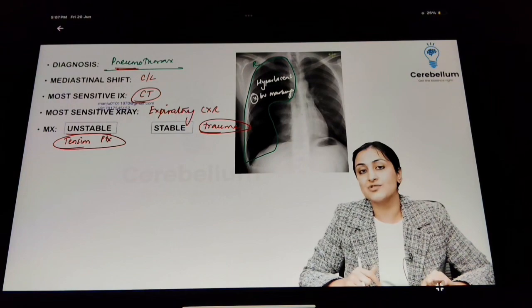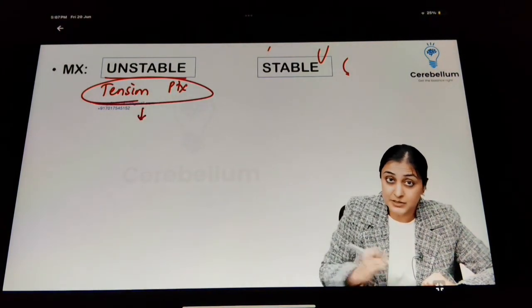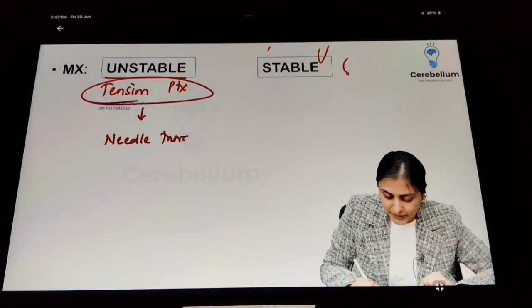So this tension pneumothorax, remember, is a clinical diagnosis. It's not a radiological diagnosis. That's the first learning point. What do you do next? So when your patient is unstable, what you have to do is put in a needle. So needle thoracotomy is what you are going to do next.